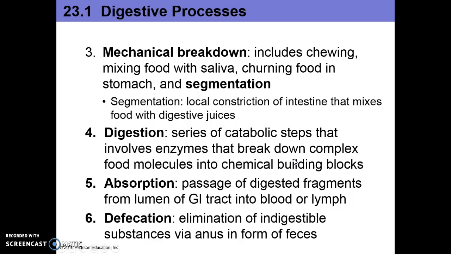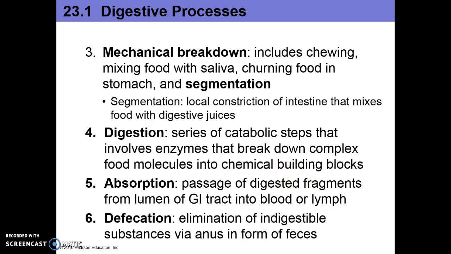So, the process of digestion, well, these are the processes here. Mechanical breakdown, that includes chewing, which is called mastication, where you're mixing the food with the saliva, churning the food, breaking it into smaller pieces, and along with segmentation, which is the local constriction of the intestine that mixes the food, churns it, and mixes it well with the digestive juices in the lumen of the alimentary canal.